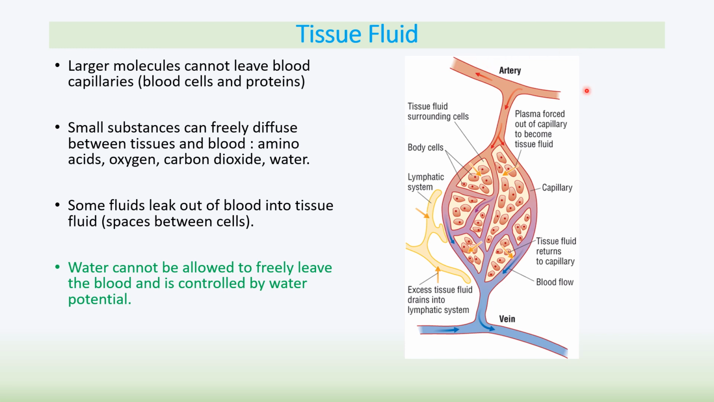When blood comes down from the arteries into the capillaries, which is where exchange happens, larger molecules cannot leave the blood, so blood cells and blood proteins go straight through. But smaller substances can freely diffuse between the tissues and the blood. So amino acids, oxygen, carbon dioxide and water can easily go in and out in between all the tissues as a result. Some fluids leak out of the blood into the tissue fluid as well, and water cannot be allowed to freely leave the blood, so it has to be controlled by water potential.